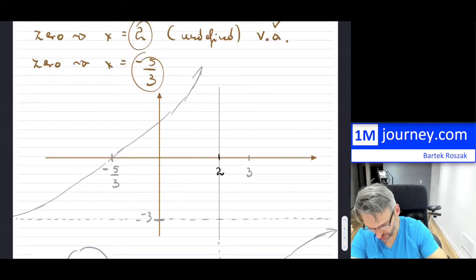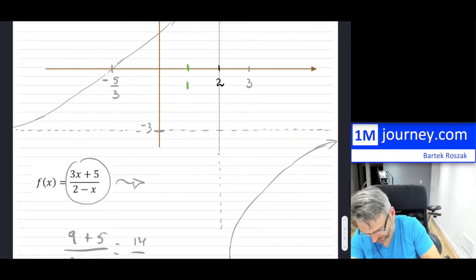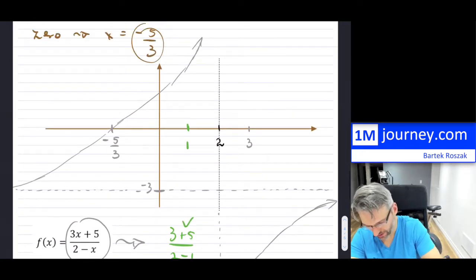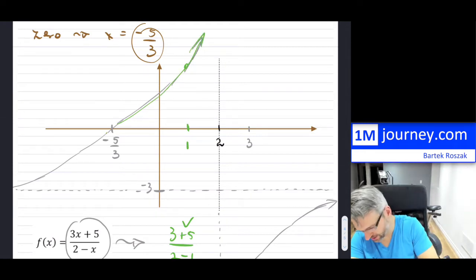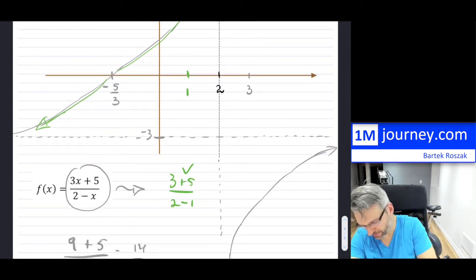And now you can also check. Notice on here, when x is 1, if I plug in 1 into here, I'm going to get 3 plus 5 over 2 minus 1, which is 8 over 1, so it's positive. So it's definitely something over there that it's heading towards. And then because of the horizontal asymptote, it's going to be heading through here. Now, the question also might be, does it pass through this -3? Does it eventually go like this and then come back?